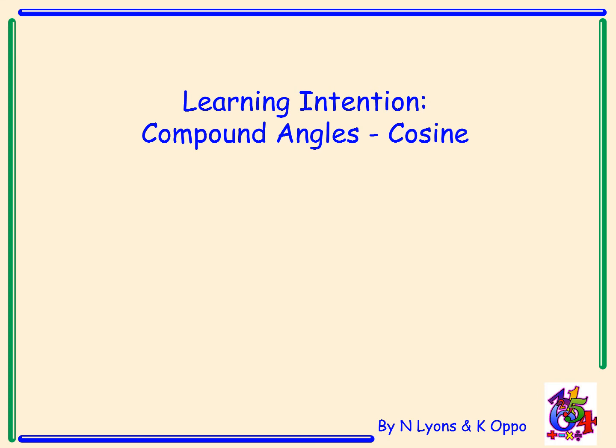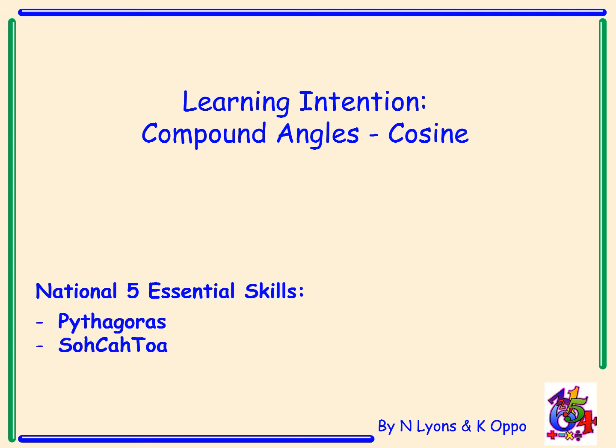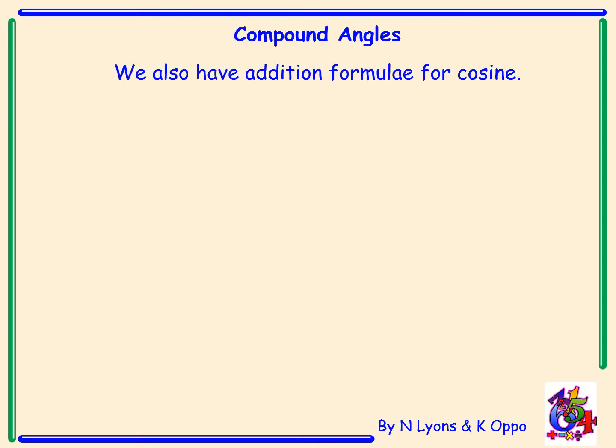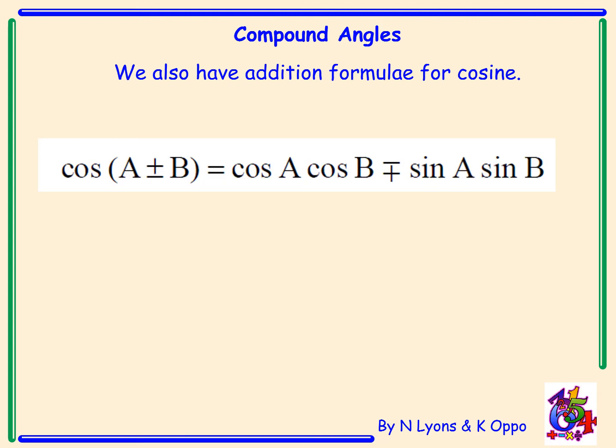Now we're going to look at our compound angles for cosine. The National 5 essential skills, again, are Pythagoras and SOHCAHTOA. So we also have addition formulae for cosine.